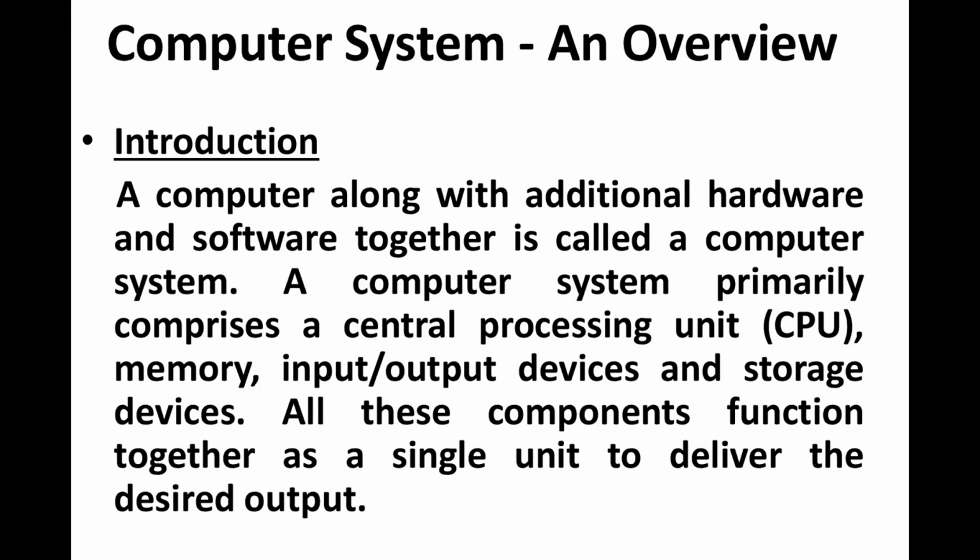A computer along with additional hardware and software together is called a computer system. A computer system primarily comprises a central processing unit (CPU), memory, input-output devices and storage devices. All these components function together as a single unit to deliver the desired output.